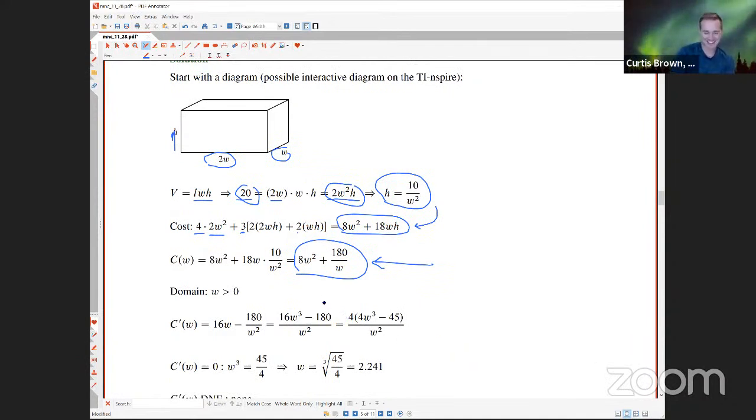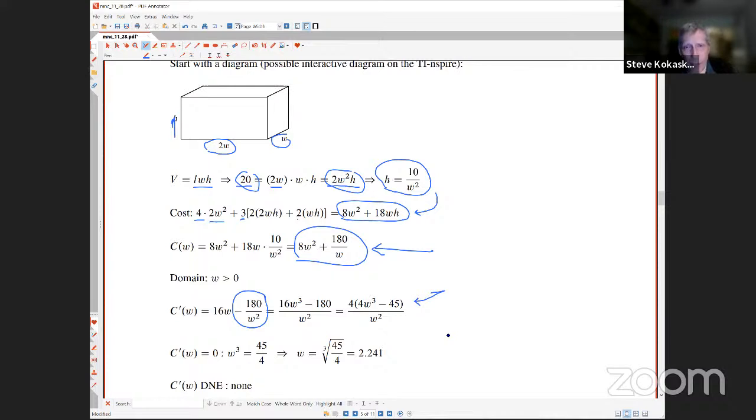So here we go. I take the derivative term by term. There's my 16W. Let's see, that's really 180 times W to the minus 1. So there's 180 minus 180 W to the minus 2. I'm going to do a little bit of simplification here or rewriting. I'm going to get a common denominator. And I did a little bit of factoring up there in the numerator to make things a little bit easier for me. Here we go.